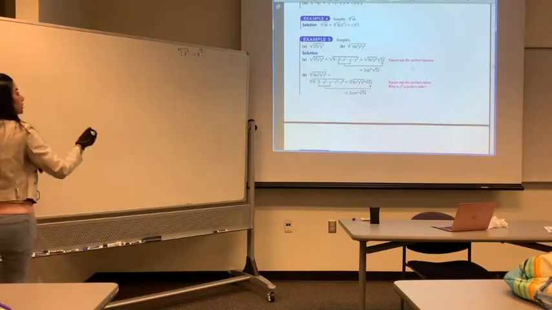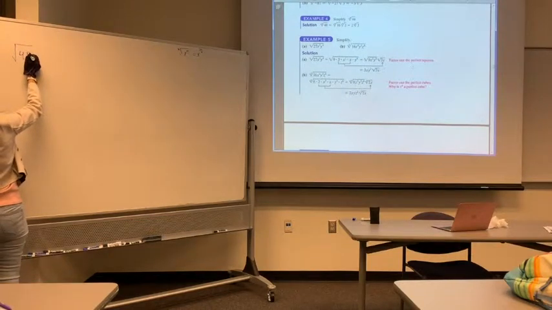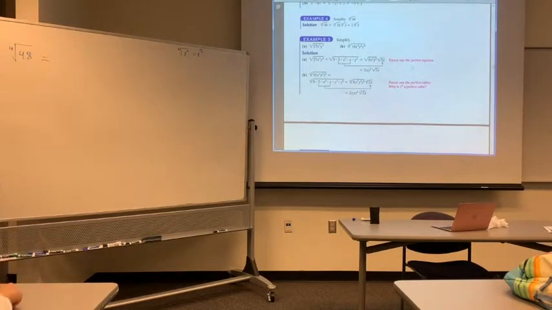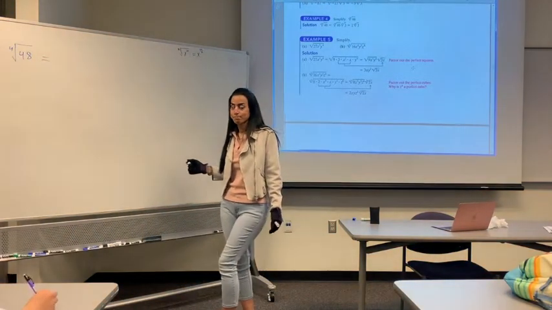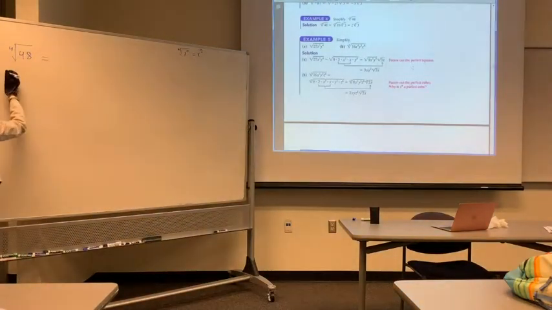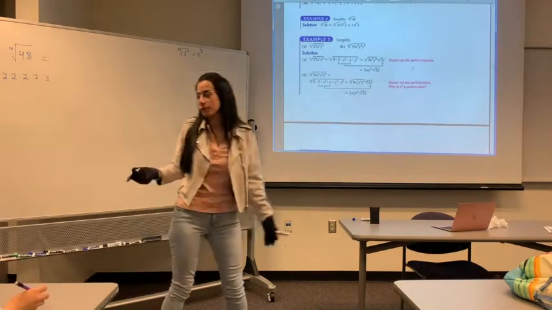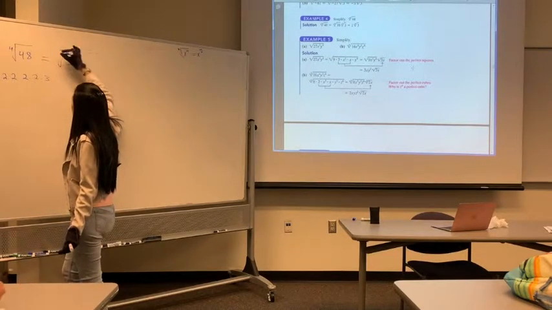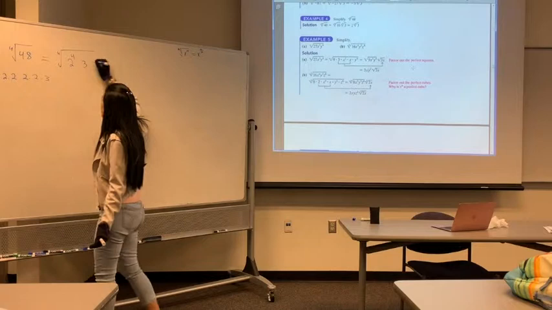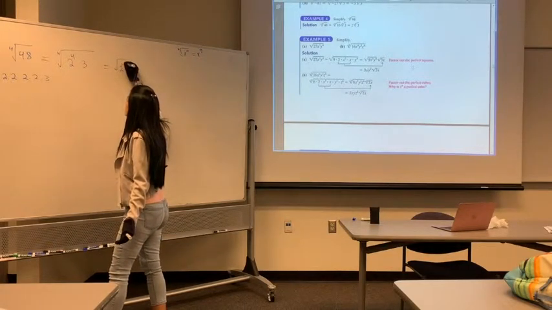Okay, so the next question says, now we have 48, index is 4. That means we should find a number multiplied by itself 4 times. So 48 was, you remember how many times? 2 multiplied by 2, multiplied by 2, multiplied by 2, then 3. 3 multiplied by 16 is 48. So now, as you see, 2 multiplies by itself 4 times, but 3 is alone here. So separate them.